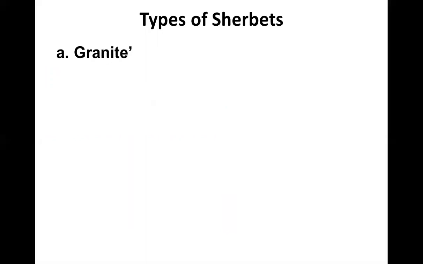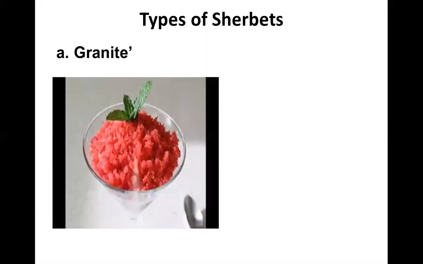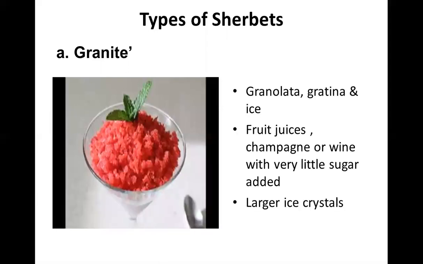Different types of the sherbets. So there are three types of the sherbets. The first one is a granite. Granite is also termed as granulata, gratina, and ice. It is the simplest form of sherbet. It is made with fruit juices, champagne, or wine with very little sugar added. The low sugar content as well as the method of freezing allows the formation of larger ice crystals.